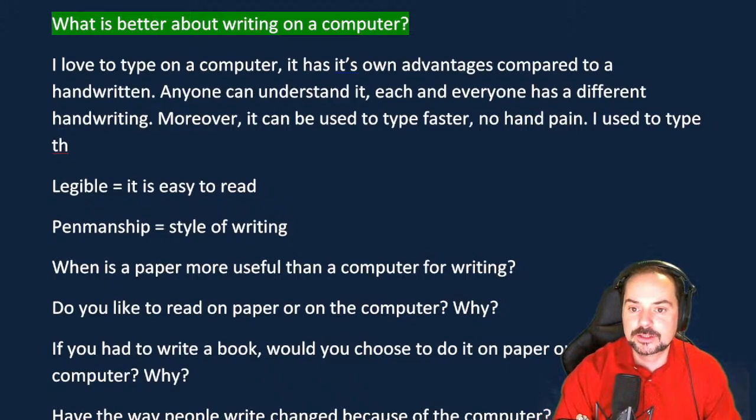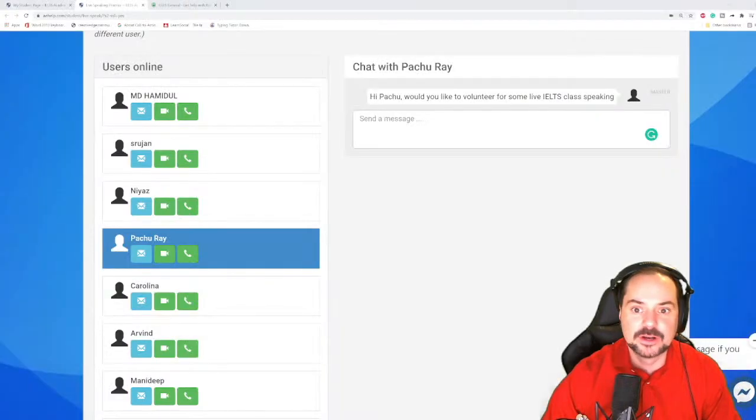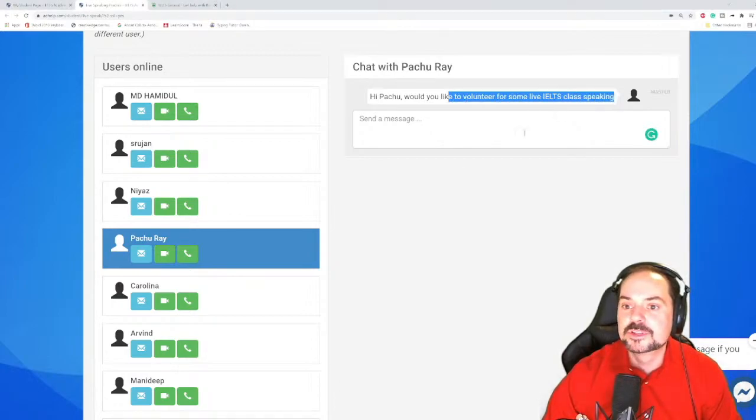Would you like to volunteer for some live IELTS class speaking? Okay, I don't think anybody's seeing that because I haven't switched you over yet, but I will. All right, here we go. So there you can see I'm just messaging Pachu here. Hi, Pachu. Would you like to volunteer for some live class speaking?